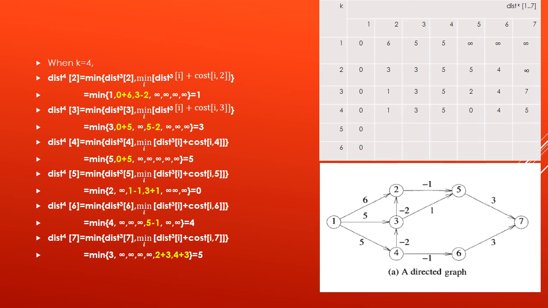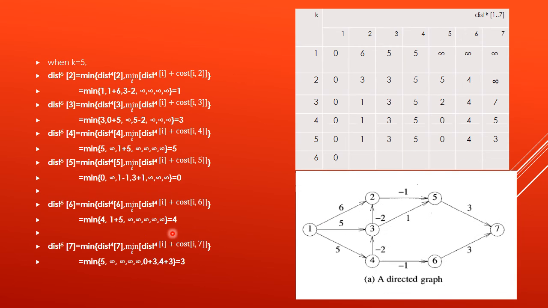Similarly, we can find distance 4 of 3 as 3, distance 4 of 4 as 5, distance 4 of 5 will be 0, distance 4 of 6 will be 4, distance 4 of 7 will be 5. K equal to 5, distance 5 of 2 will be equal to 1, distance 5 of 3 will be equal to 3, distance 5 of 4 will be equal to 5, distance 5 of 5 will be equal to 0, distance 5 of 6 will be equal to 4, distance 5 of 7 equal to 3. So this we have got by applying the formula.